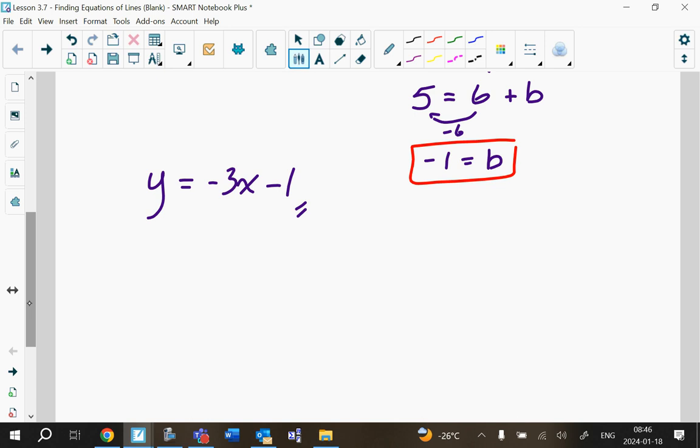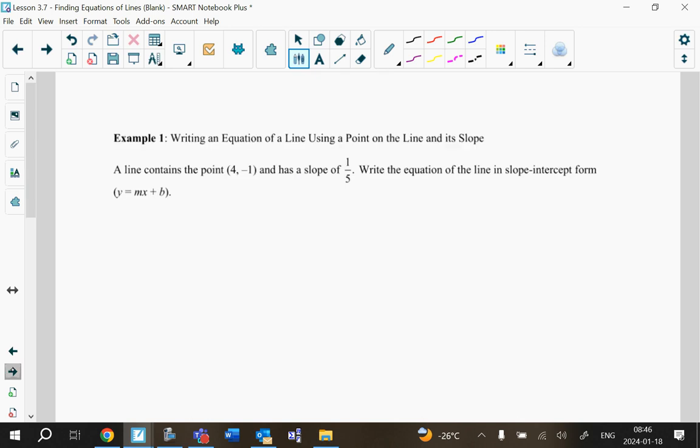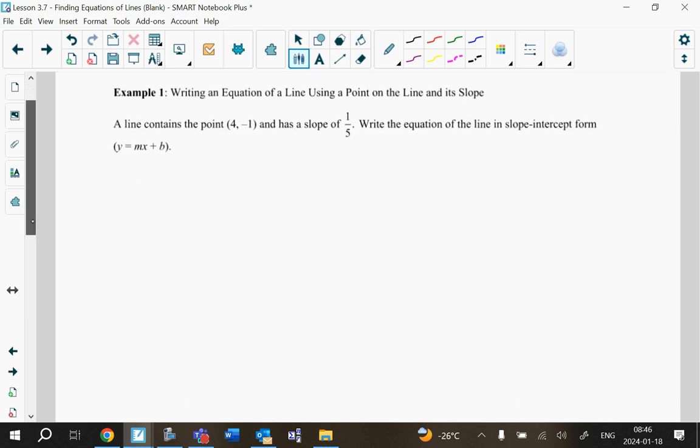Okay, let's look at a couple other types. So here, if you know the slope and y-intercept, it's easy. You just plug it into the equation, you're done. But these ones, you're going to have to figure out one or the other, or both possibly.